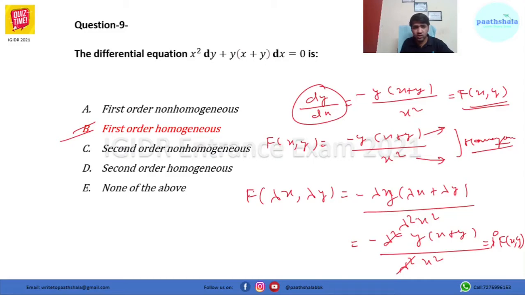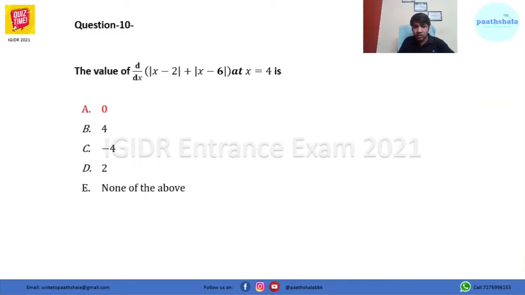Now let's move to the next question. This question is very important because you hardly find this formula in some books. So this formula, please note in your textbooks. This formula is d/dx of mod x is x upon mod x. Okay, so keep this thing in your mind. Otherwise, you will end up finding the wrong answers.